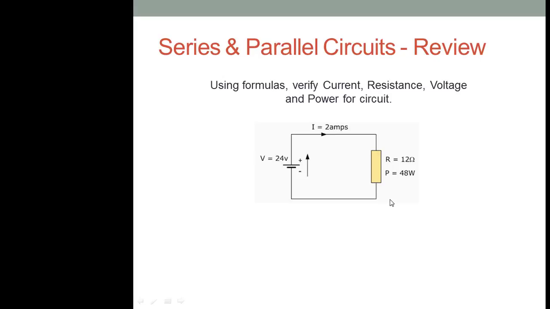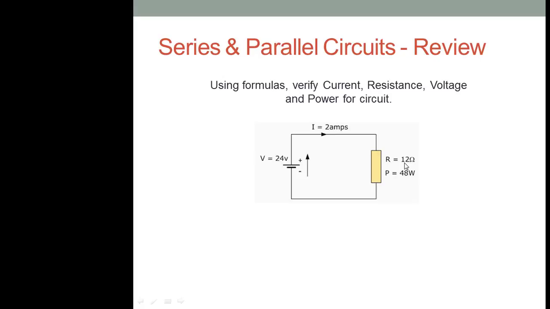And then what we can do is use these equations to verify our circuits. So in this diagram here, we have a series circuit. The reason we know it's a series circuit is because electricity only has one path to follow. Remember, it's going from the negative to the positive, so our electrons are moving through this way. In this situation, we've got 24 volts, current of 2 amps, resistance of 12 ohms, and power of 48 watts.